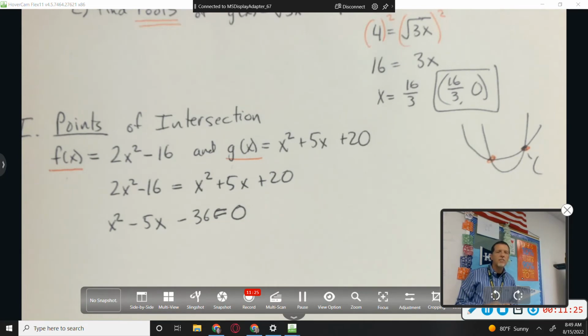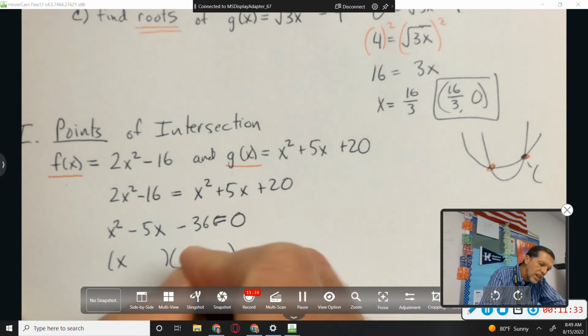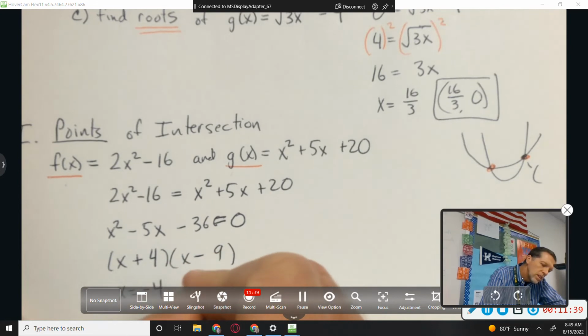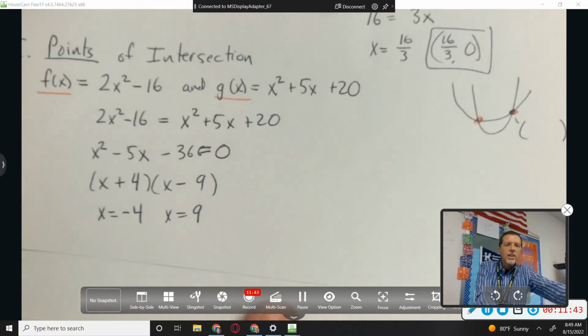and let's see, factors of 36. 9 and 4 would be a great pick. Minus 9 and plus 4. Negative 4 and 9. Values.